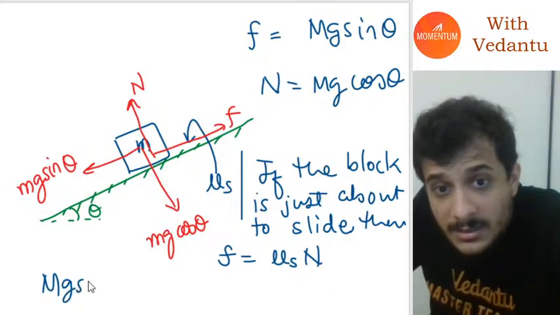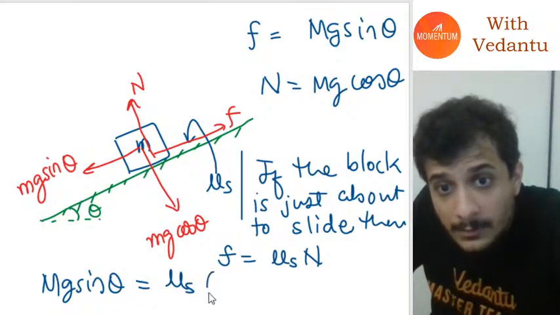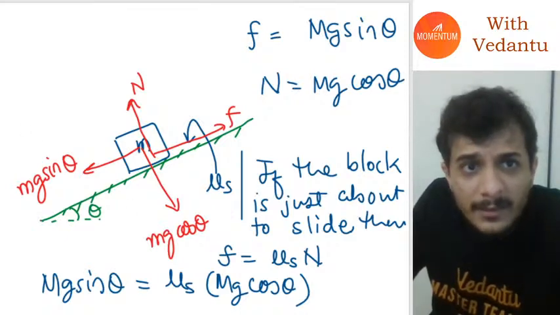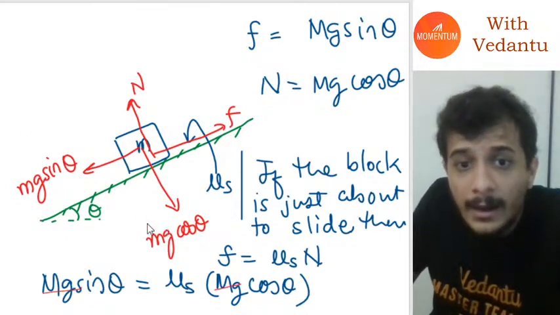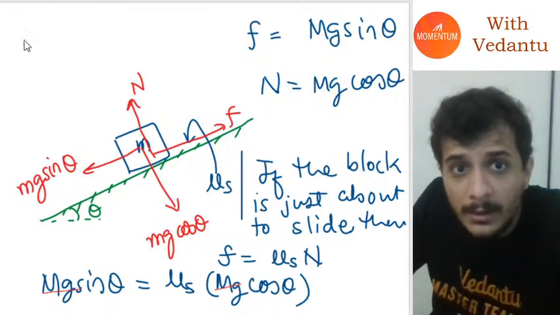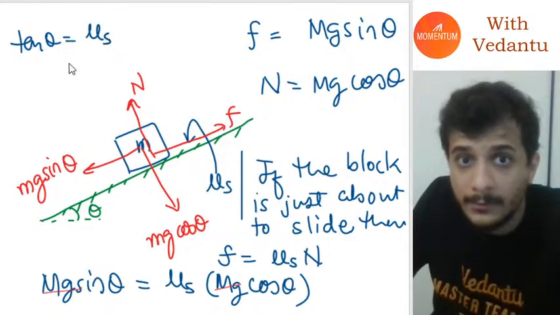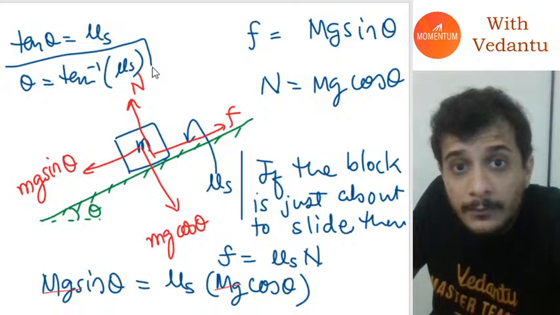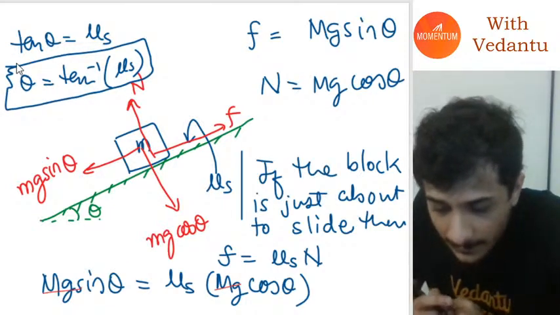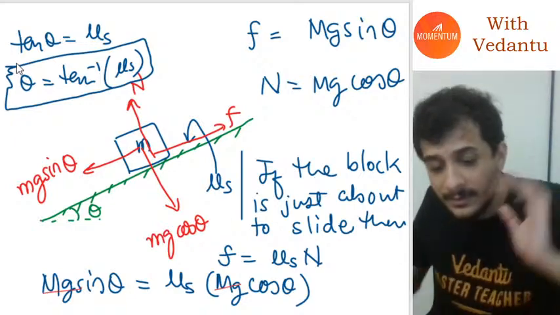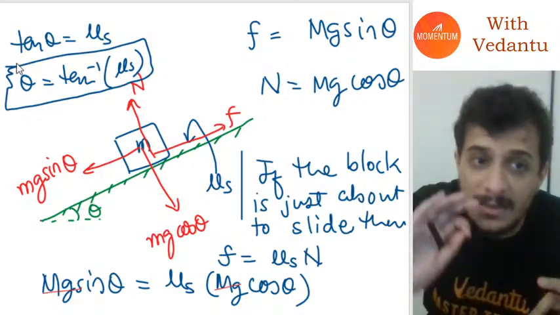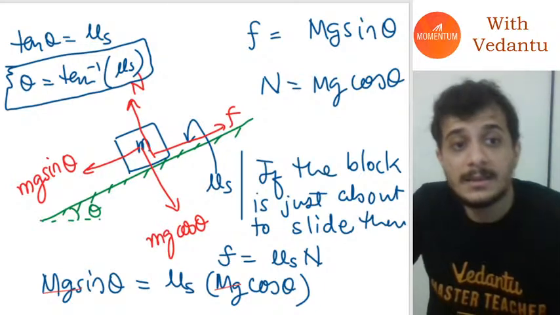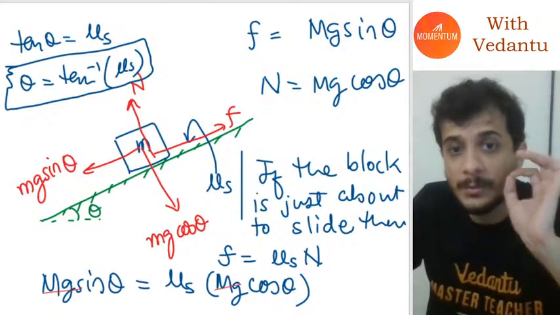Or I can say mg sine theta is equal to mu s into mg cos theta. Now if you see, some things will get cancelled out here, and I can very simply say, guys, tan theta is equal to mu s, which gives me theta is equal to tan inverse of mu s. So, guys, if you keep this inclined plane at an angle of tan inverse mu s, then it will just slide. If you increase the angle even a little bit more than this, then the body will start sliding. I hope everybody understood.